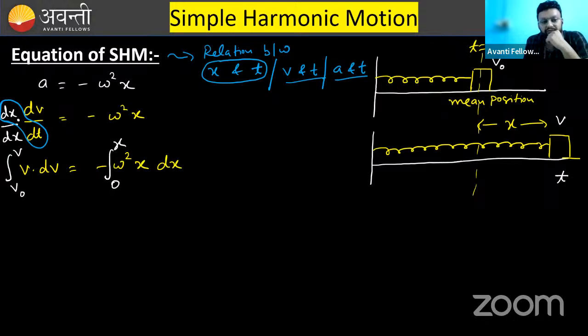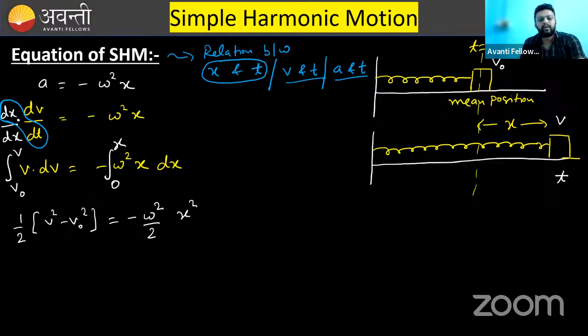Now the integration of v is v square by 2, that means 1 by 2 v square. If you put the limits, it will become v square minus v naught square is equal to minus, which is already there, omega square, a constant. If you integrate x, it becomes x square by 2, and if you put the limits, it will again become x square minus 0.